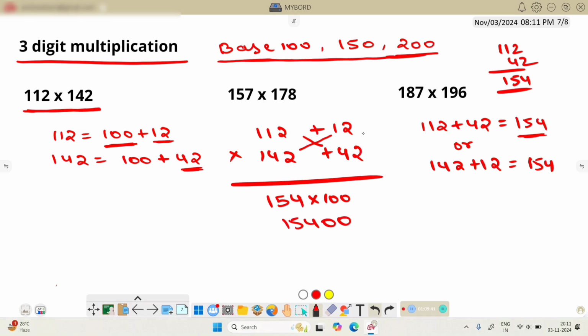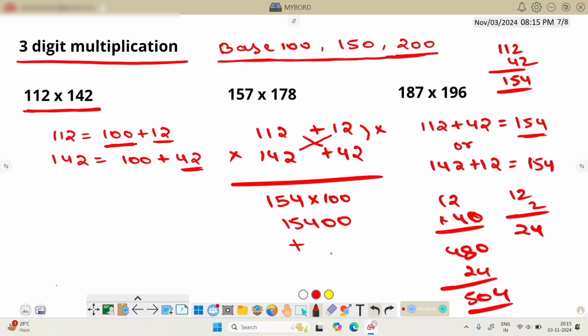And next step what you should do is you just multiply 12 and 42. Okay, so if you multiply 12 and 42, you will get the answer 504. You just add 504 here. 15400 plus 504. So this will be your answer, 15904. Okay, so this is very simple.